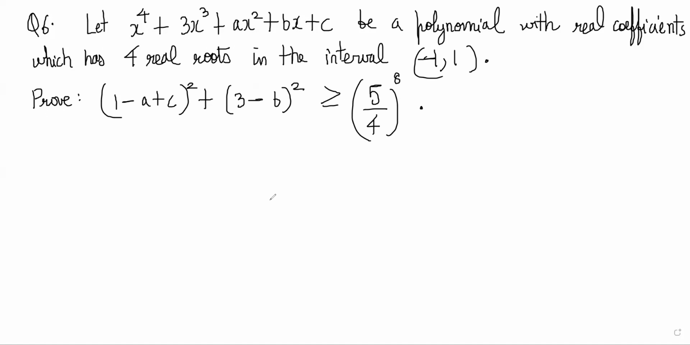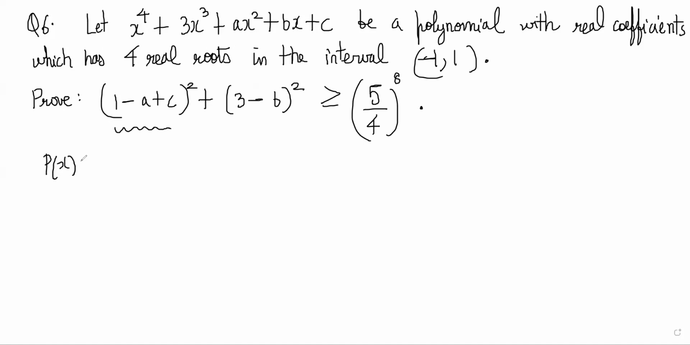So right now it doesn't make any sense. How are we getting this expression 1 minus a plus c whole square and 3 minus b whole square? It doesn't seem to be very directly related to the problem. But if you think about it for a little bit, you will realize what is happening.